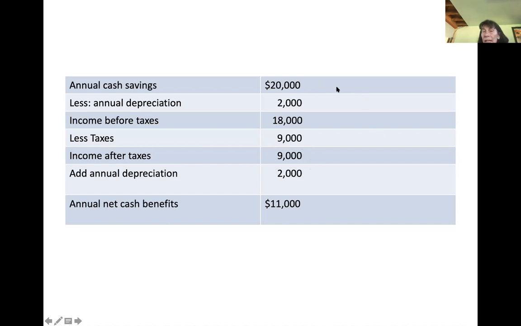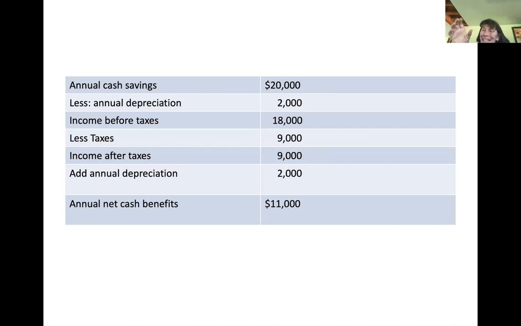We started with 20, but we're at 9 because we accounted for the depreciation thing and the taxes we paid. So this is what's actually going to show up as our income after taxes, and then we have to add back in the depreciation. Why do we do that? Because it's a non-cash expense. We only use it to figure out our tax situation.